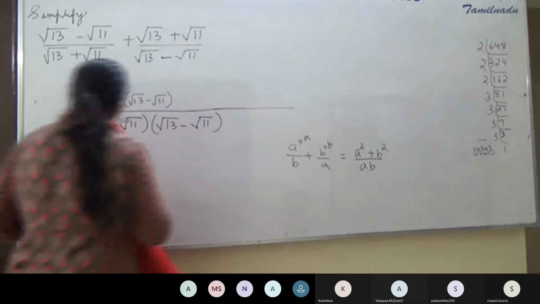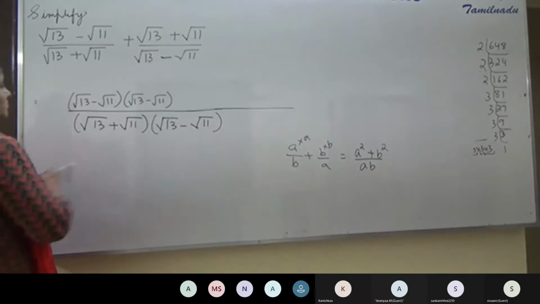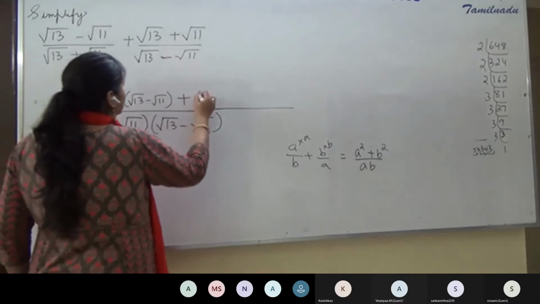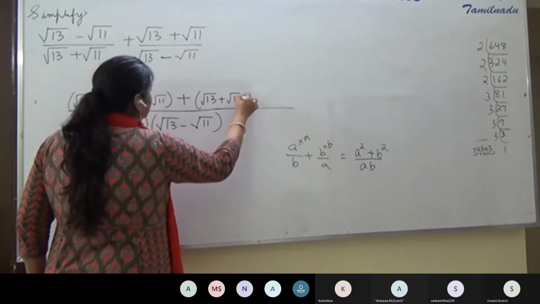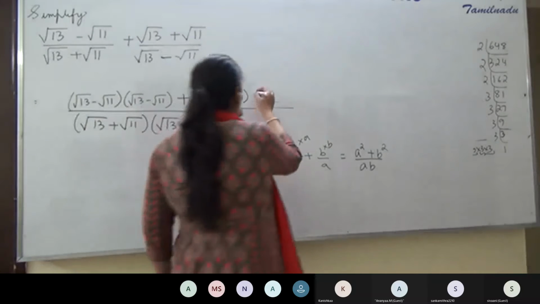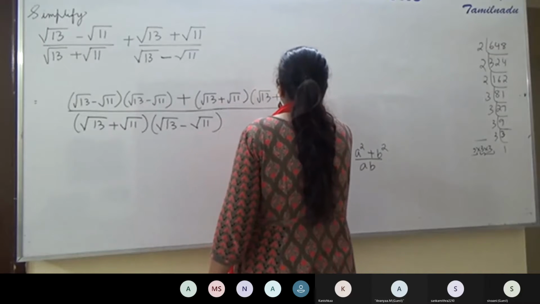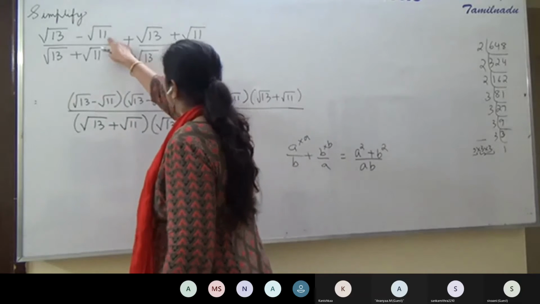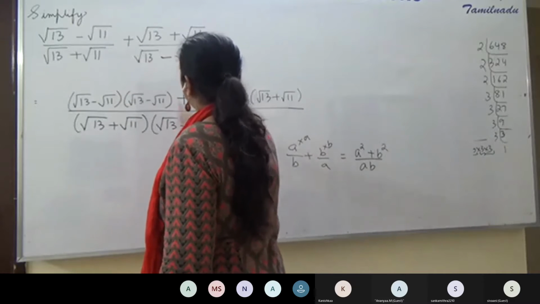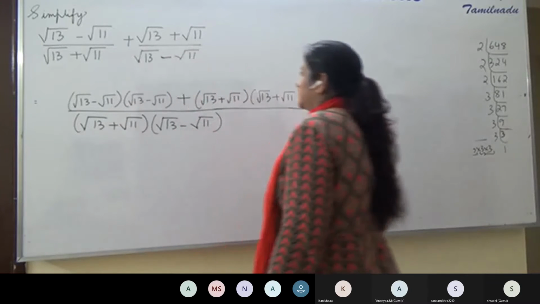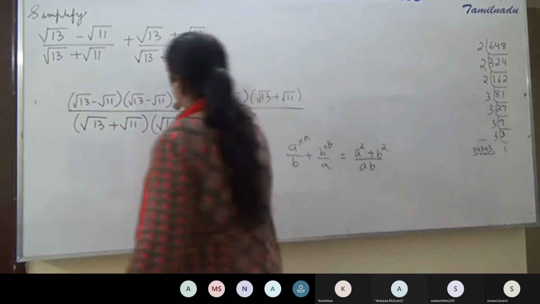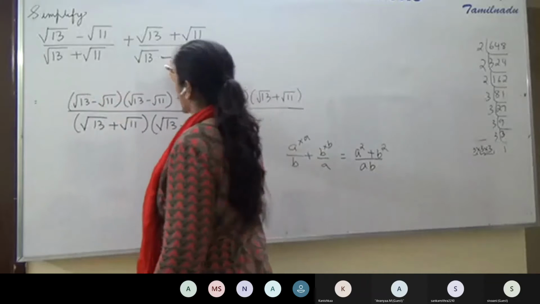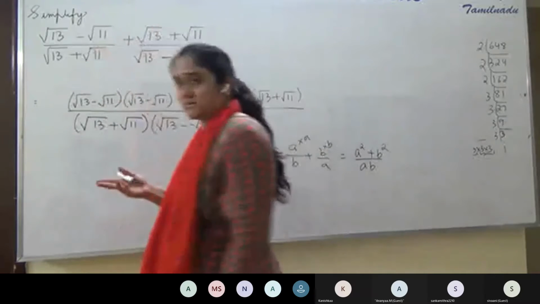Same thing here. Plus, we have this expression, so we need to multiply the numerator root 13 plus root 11 with root 13 plus root 11, the other one. This one is out here, so we multiply this numerator with this expression. Sometimes in schools they say cross multiply. Okay, sometimes it's put like that. So this into this and this into this.